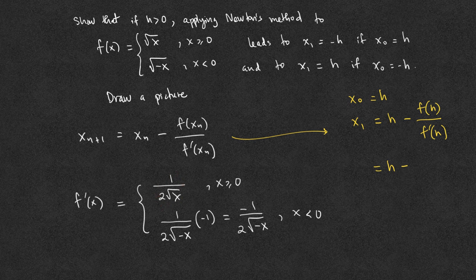F of h, where h is positive, is the square root of h. Over f prime of h, where h is positive, it is 1 over 2 root h. This simplifies to h minus the square root of h times 2 root h over 1. This is h minus 2, the square root of h times the square root of h is h. H minus 2h is negative h. So if we start with x sub 0 equals h positive, we end up with x sub 1 negative.